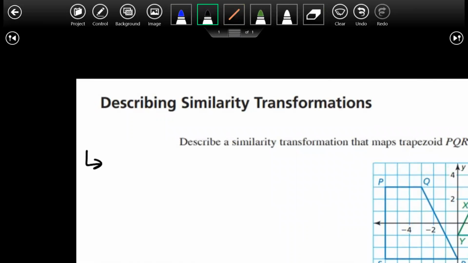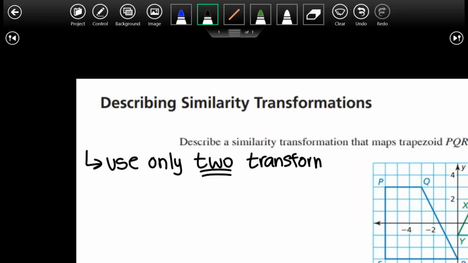In this case, use only 2 transformations. And what I'm really looking for is you guys got to be able to show me the intermediate transformation, meaning show me the middleman. The middleman is going to be important for you to show me that final picture.